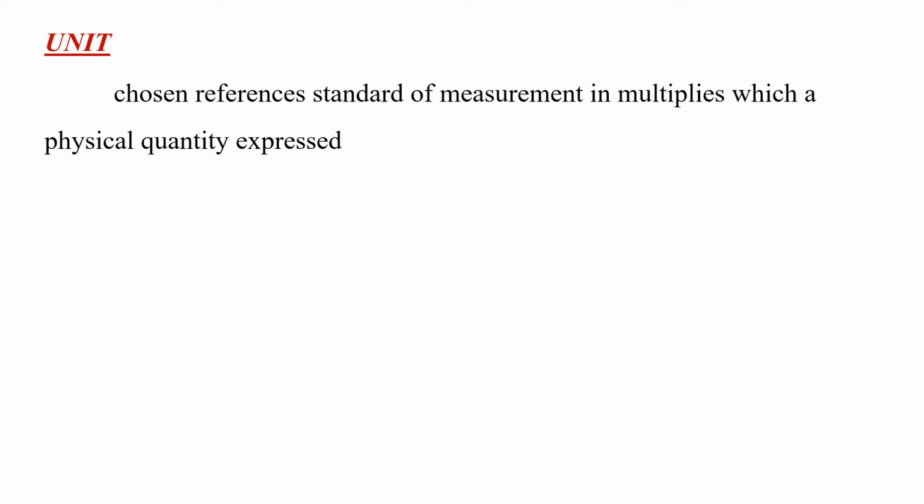Next is the unit. What do you mean by unit? Unit is the chosen reference standard of measurement in multiples of which a physical quantity is expressed. For example, length of a road is 3 meter. That is, the standard measurement is a meter. So a quantity which can be expressed in a standard measurement is known as a unit.